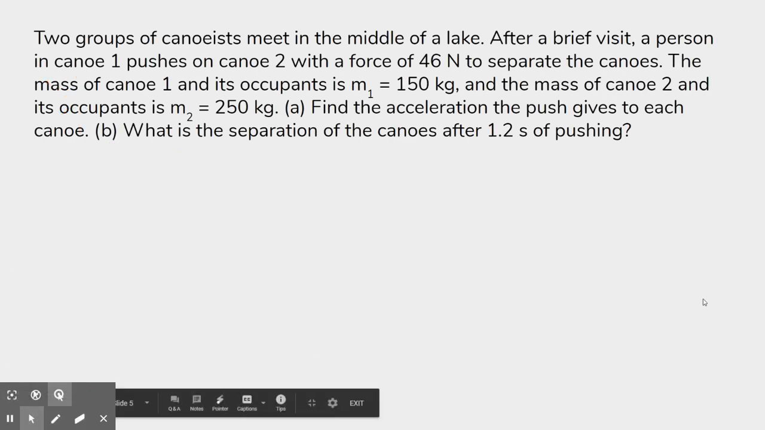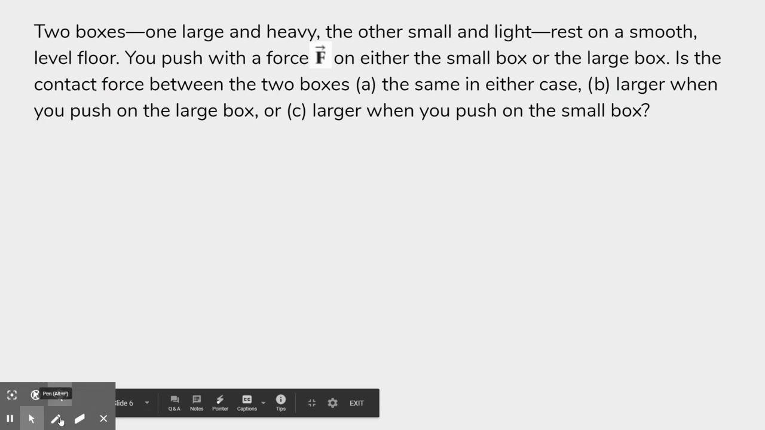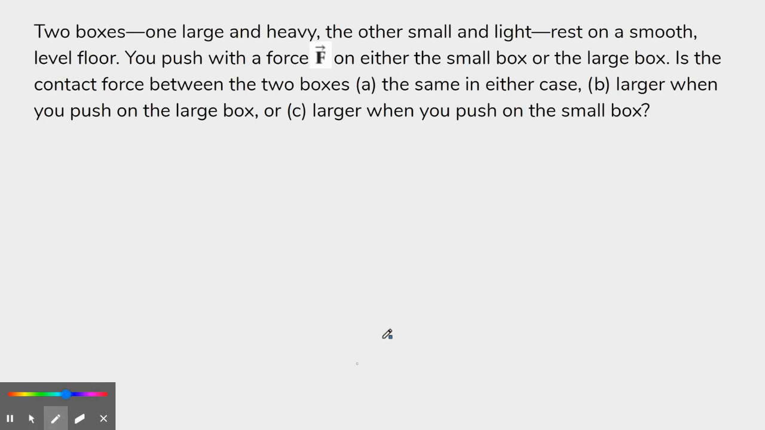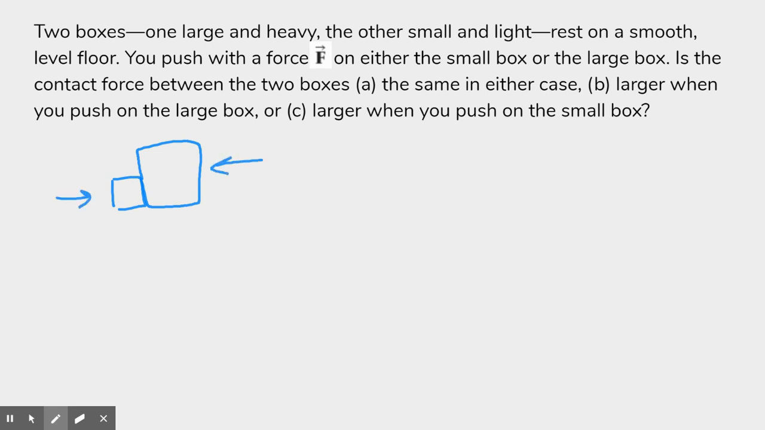Now for this next problem, we're going to switch gears a little bit, and this is going to be more of a concept problem. So let's imagine that you have two boxes. We're going to have a small one and a large one, and they're in contact. The large one is heavy and the small one is light, and they are resting on the floor. We are going to push with a force on either box. It doesn't matter which one, we can push on the small one or on this larger one.